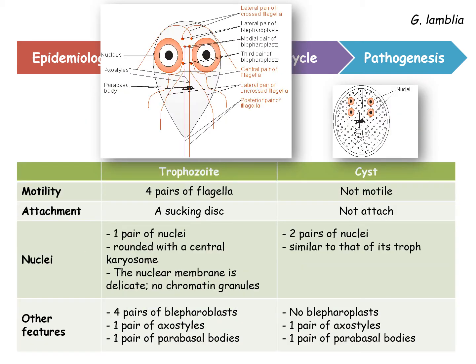The differences between these two life forms include that the trophozoite is the motile stage. It moves with 4 pairs of flagella, and the trophozoite also has a sucking disc that helps in attachment to the mucosal layer. In terms of nuclei, the trophozoite has a pair of nuclei, while the cyst has two pairs of nuclei. In terms of nucleus, both life forms have a clear central karyosome, and the nuclear membrane is delicate. There is no presence of chromatin granules.